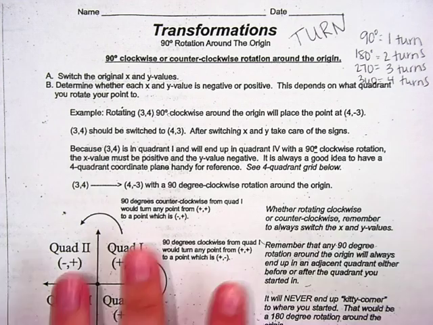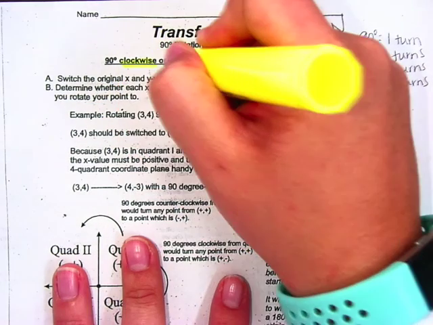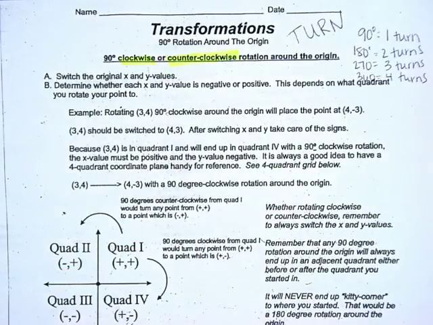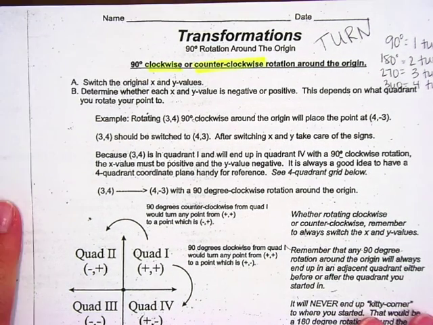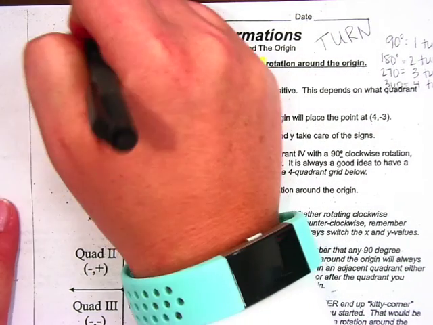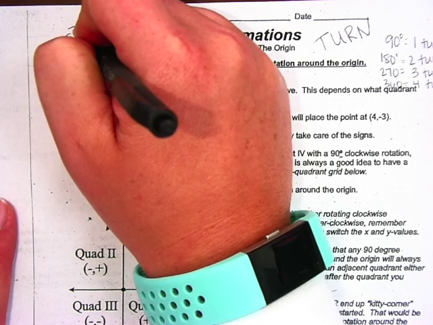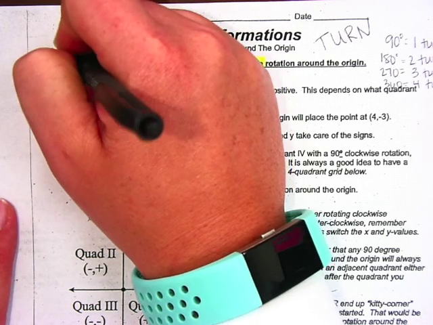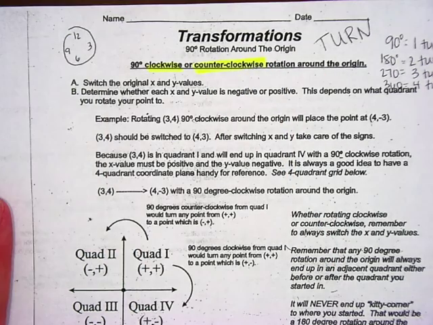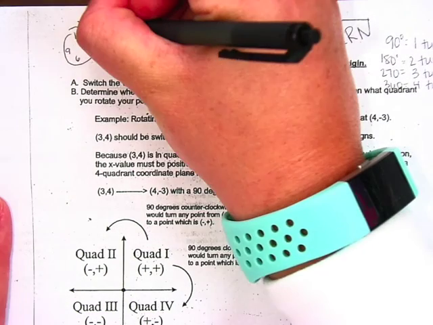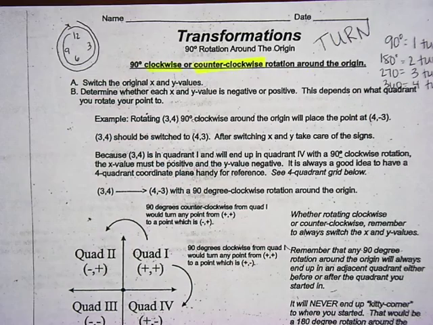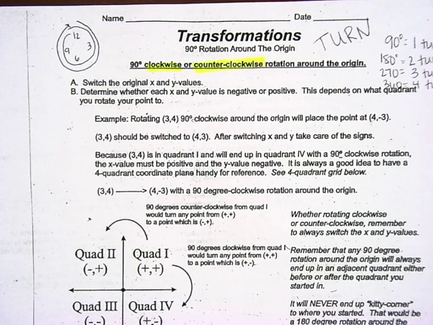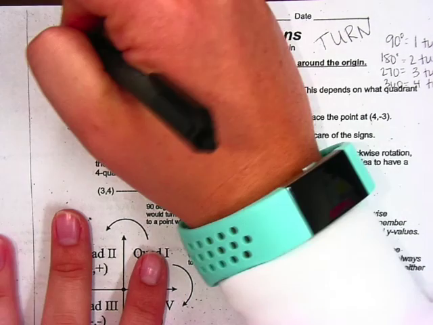So we're going to start with a 90 degrees clockwise or counterclockwise. Well, if we think about this, these are two different directions, right? If you think about a clock, you've got 12, 3, 6, 9, right? So clockwise would start at the top and rotate around and back up. So depending on where you're at, you're going to kind of be going down and then back around. So that's going to be clockwise.